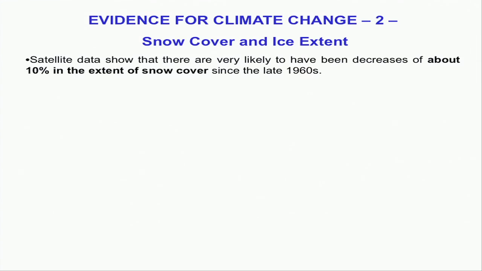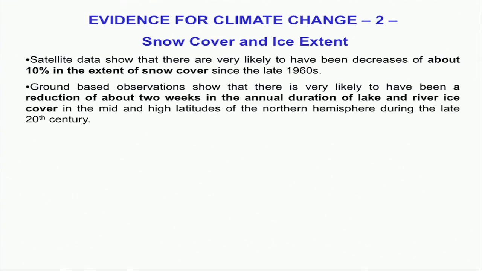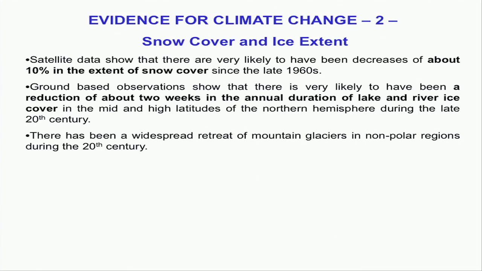So that affects, of course, where you're going to go skiing for your holidays, but it's actually also important for a whole range of environmental issues and also supplying water to various communities. Ground-based observations show that there is likely to have been a reduction of about 2 weeks in the annual duration of lake and river ice cover, both in the mid and high latitudes during the late 20th century. There's been a widespread retreat of glaciers in mountains in non-polar regions during the 20th century.